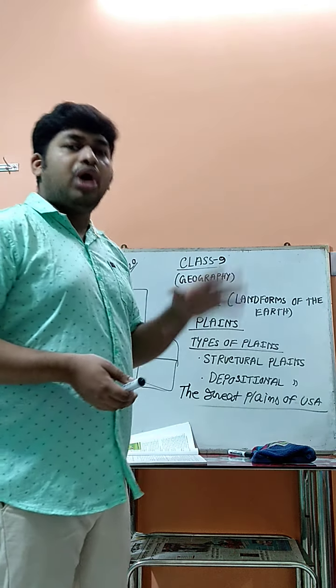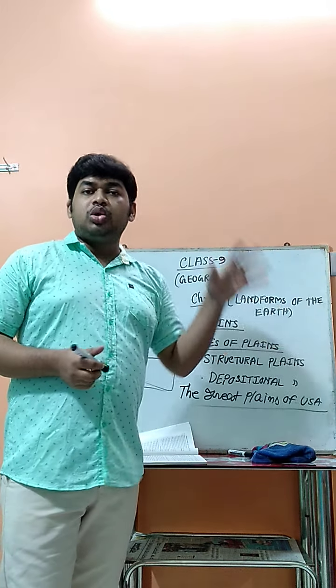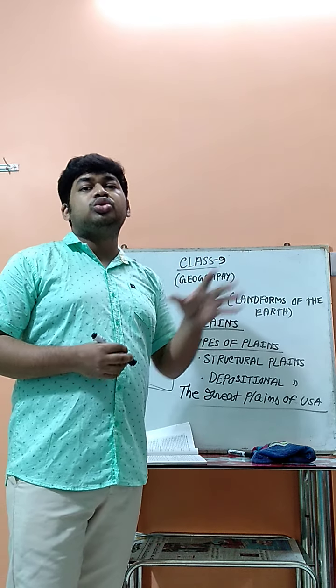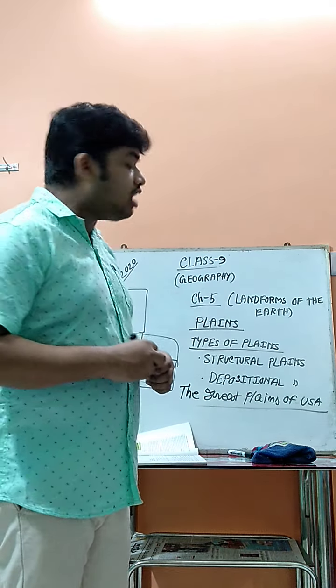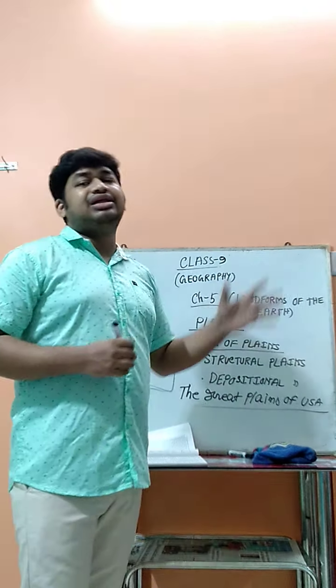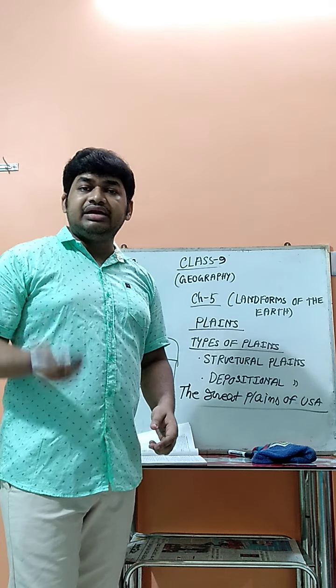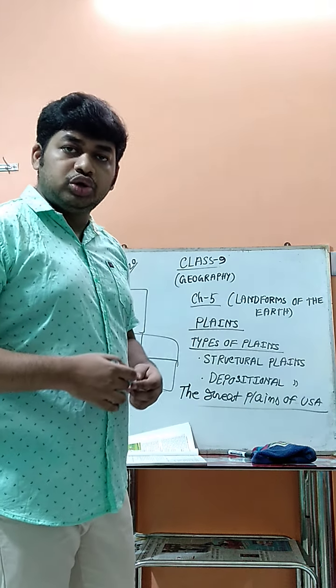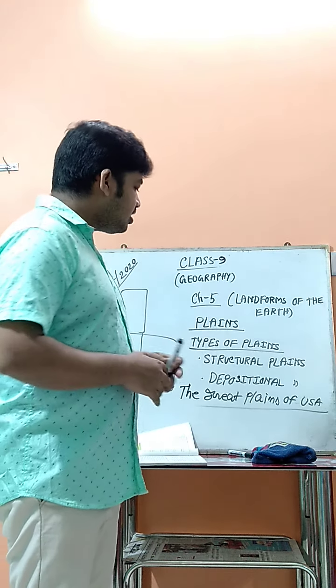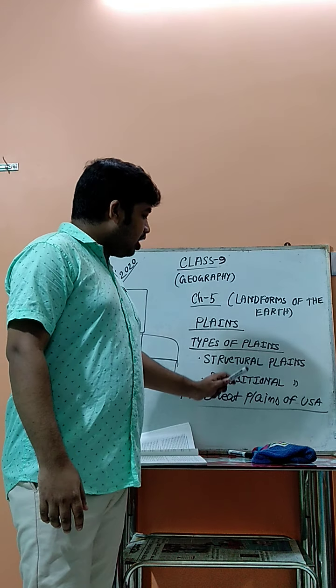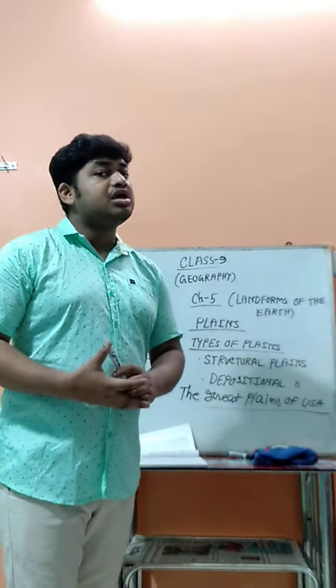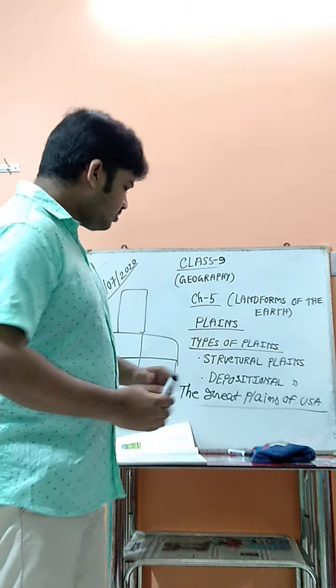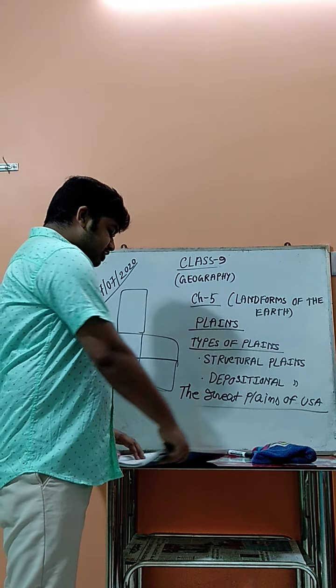Again I repeat, what is the erosional plain? Those plain areas are formed due to the erosional process of the wind, river and glacier. This type of plain region is known as the erosional plain. So you have to understand what the structural plain, the depositional plain and the erosional plain are. Now what is the significance of the plains?